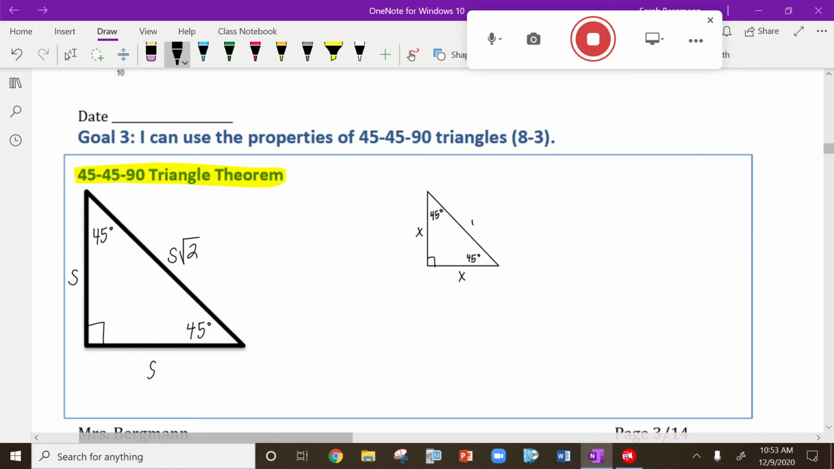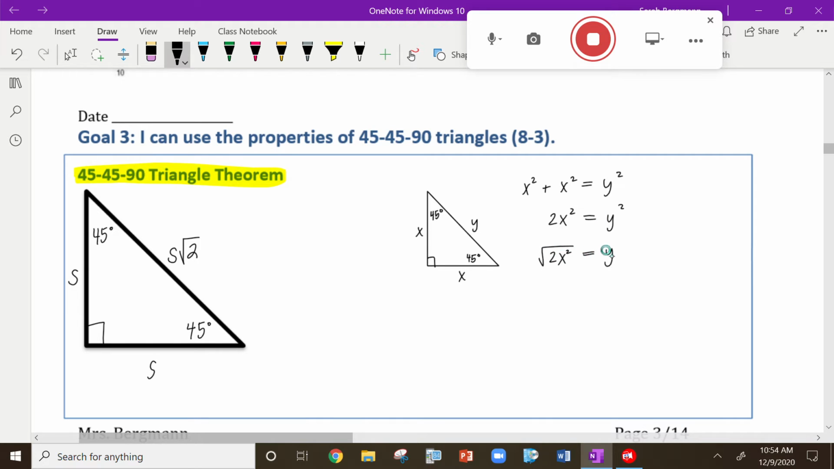If we go over to this little triangle, I know that the legs have to be congruent because it's an isosceles triangle. I'm going to try to find the value of y in terms of x. Using the Pythagorean theorem, x squared plus x squared equals y squared. That's 2x squared equals y squared. To get y by itself, I need to square root both sides.